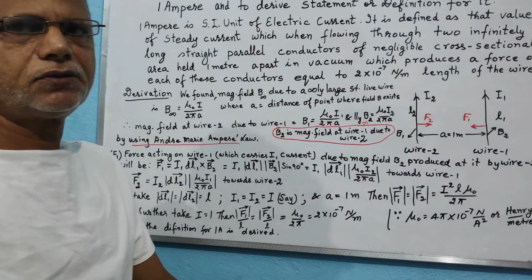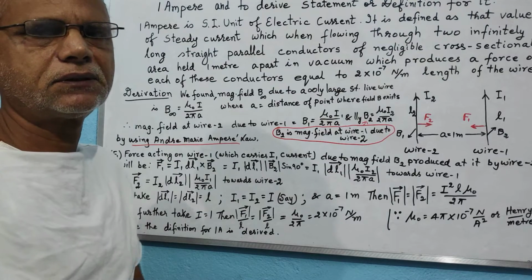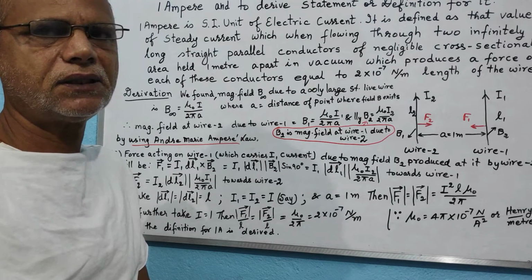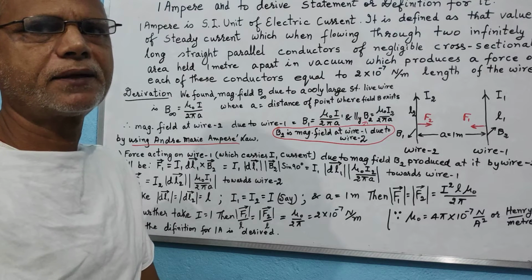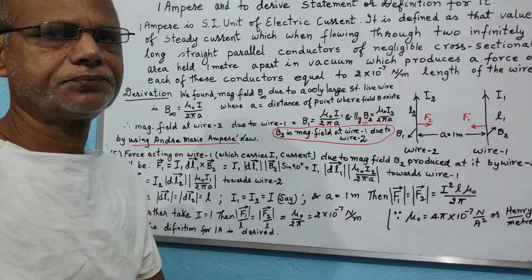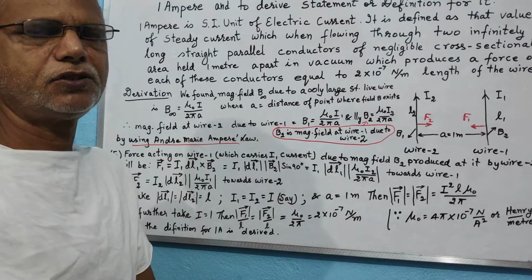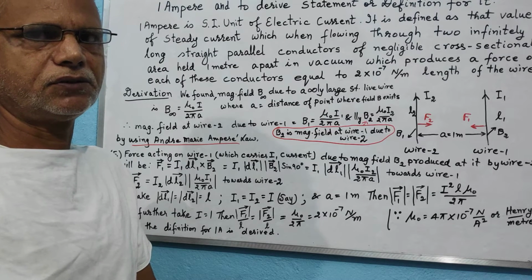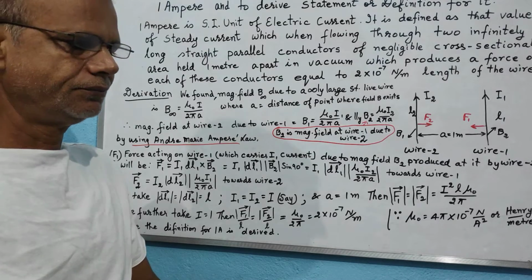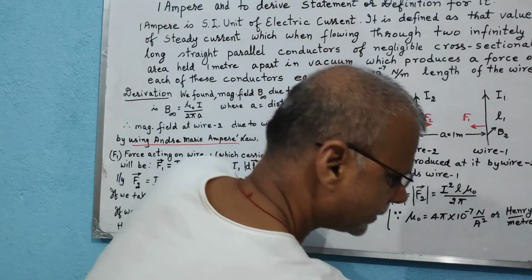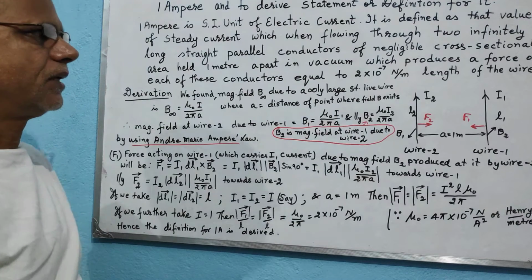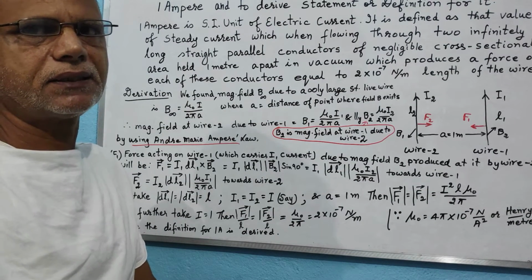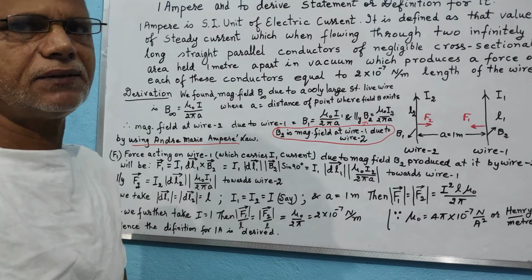Students, today we will learn about the famous definition of 1 ampere, the SI unit of electric current, and we will also derive the statement using the laws we have read so far. So let us start. What is 1 ampere? We have been learning it since the starting of class 11.